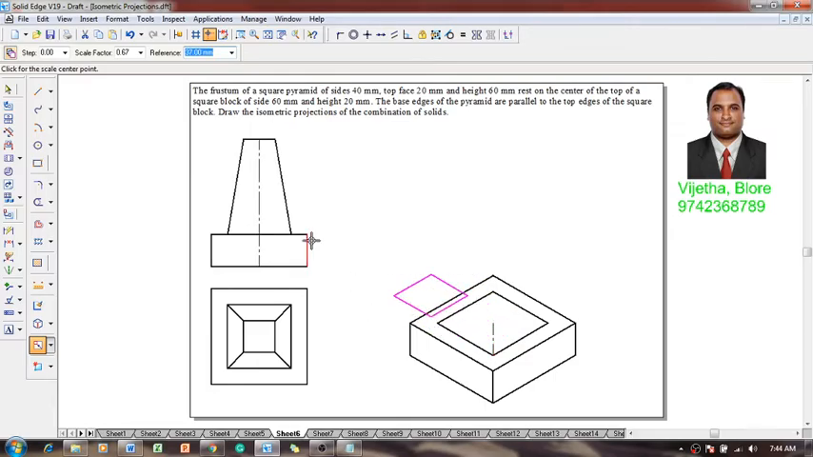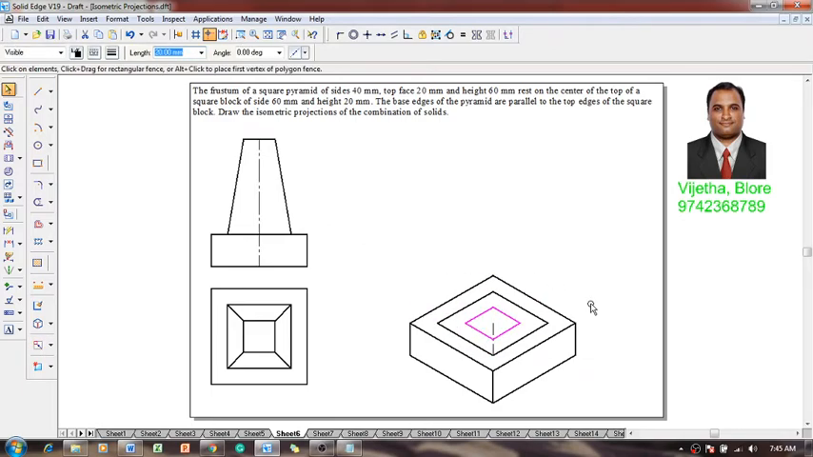After which, I am going to draw the top base. The top base square is 20 millimeter. So again I change the scale factor to 20 by 40, because the previous one is 40 millimeter and the present one required is 20 millimeter. Now one can see that all three squares are at the same height, but this square is supposed to be at a height of 60 millimeter.